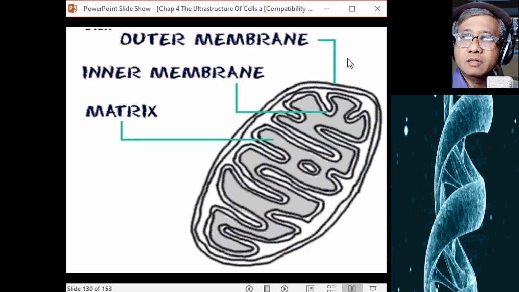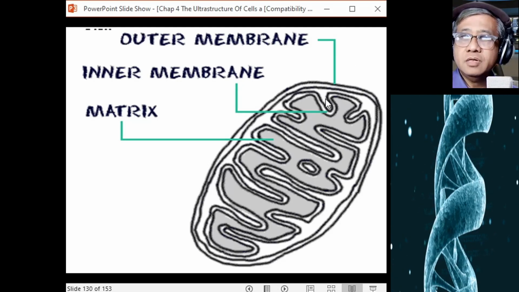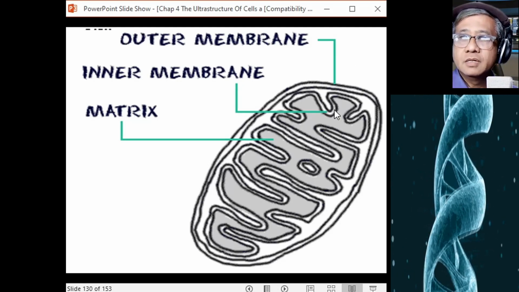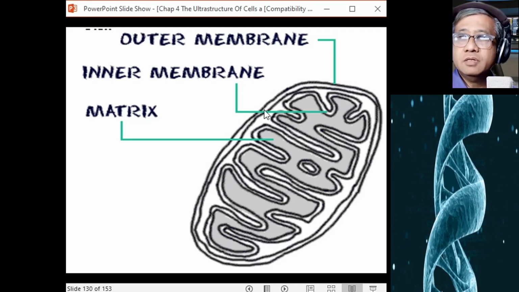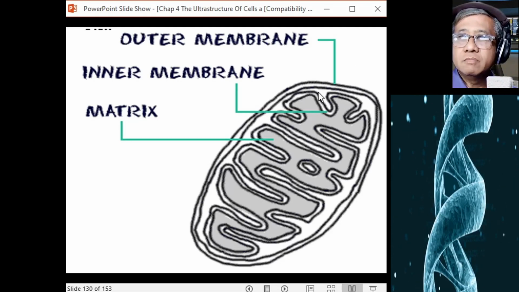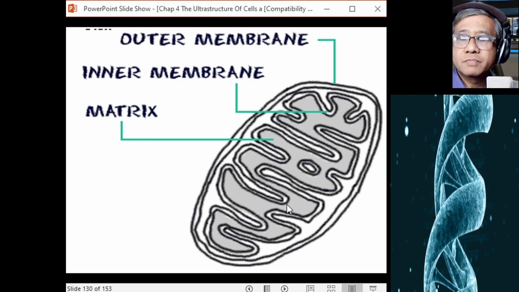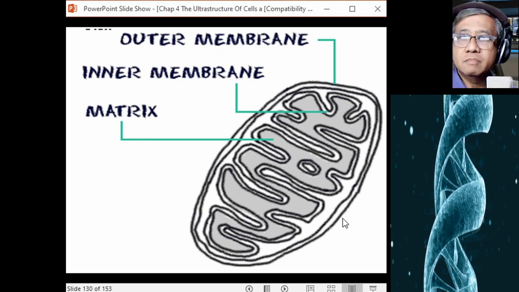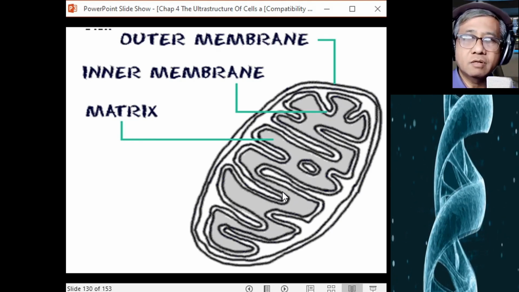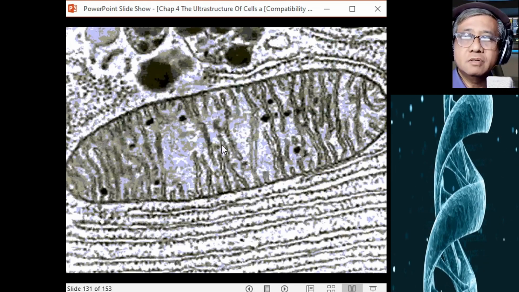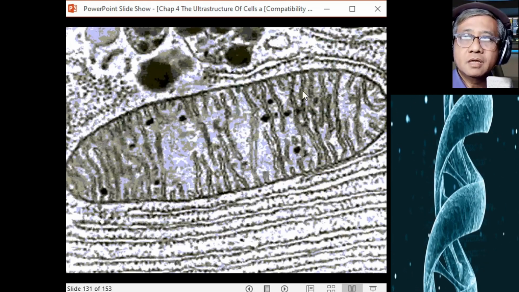So it's a double membrane organelle. So you have an outer membrane, which is smooth, the inner membrane, which is folded, called the cristae. Between the outer and inner membrane is the inner membrane space, and the innermost area of the mitochondrion is the mitochondrial matrix.